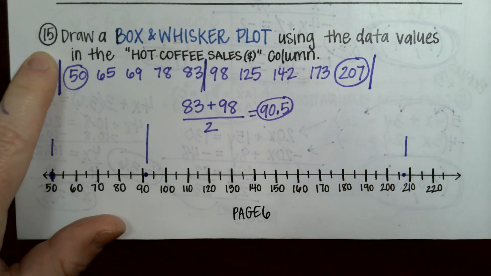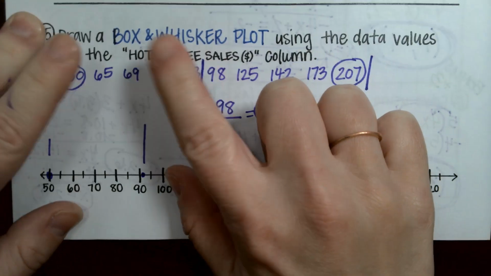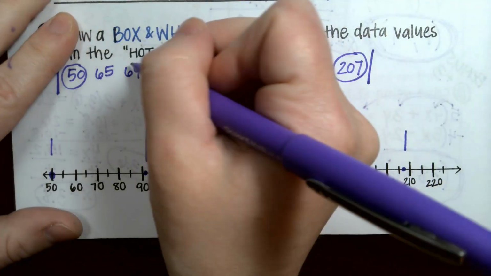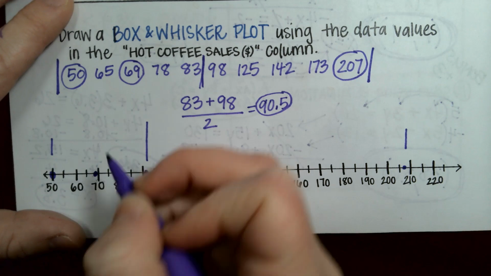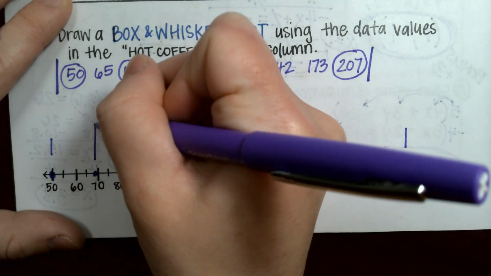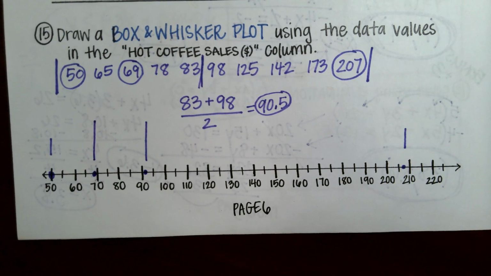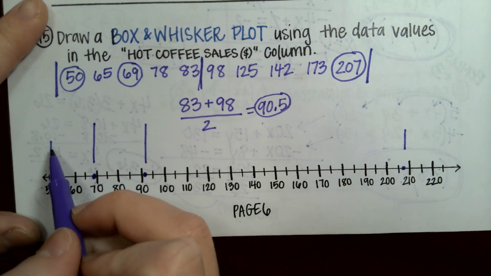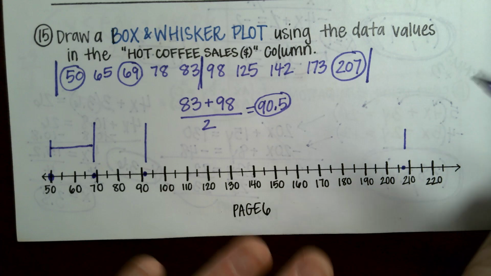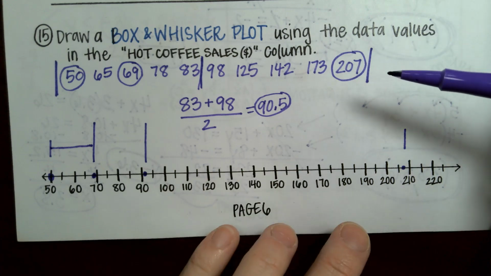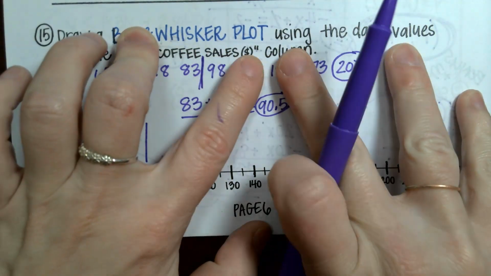So what is Q1 going to be? 69. Good. So let's go ahead and mark, it's about 69, right under 70. So there is the other end. Now I can connect this. And what's going to be my Q3? 142. Yeah, 142.